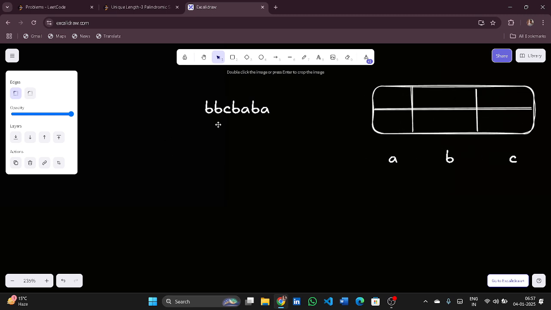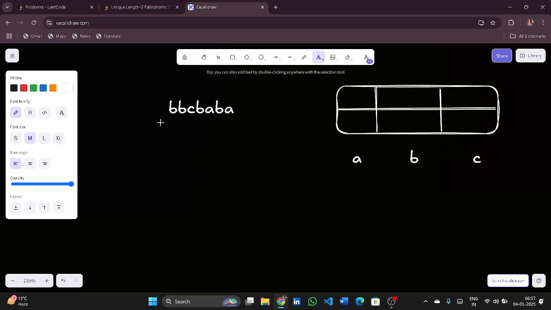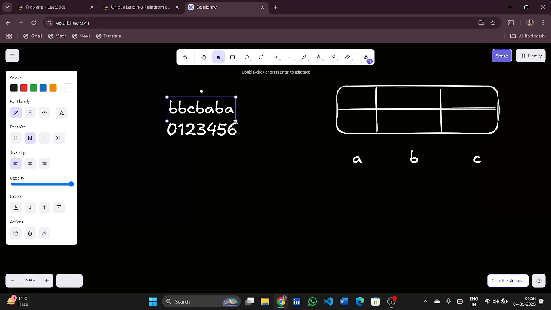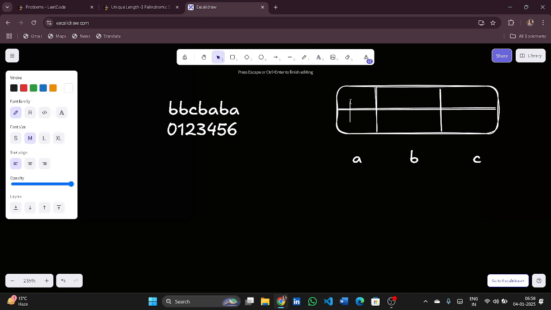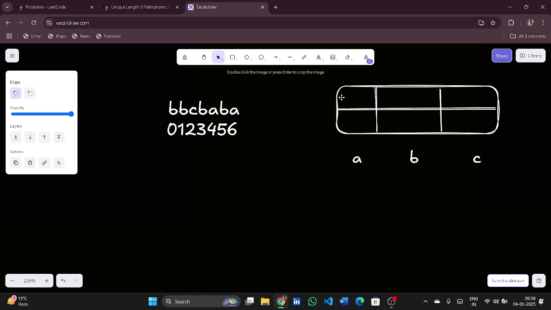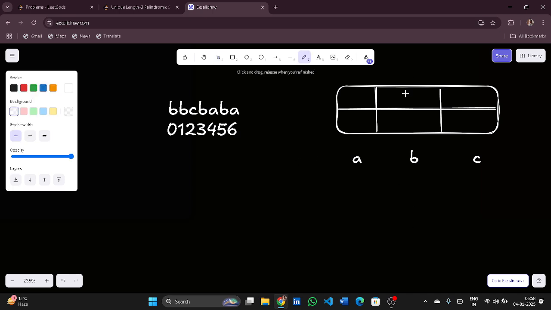Now you got B, B, C, B, A. Let me write the indices here: 0, 1, 2, 3, 4, 5, 6. So these are the indices of these characters. Now, the first occurrence is 0. Initially, there would be -1 everywhere, but let me write the first occurrence of B as 0, and this is the last occurrence too.